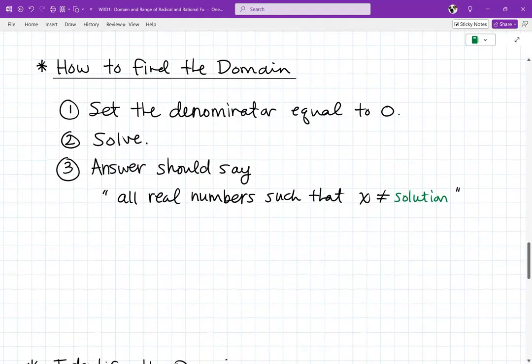So how do you find the domain of a rational function? You're going to get the denominator, you're going to set it equal to 0. Okay, then you're going to solve it. And then once you solve it, your answer should say, and then I put it right here in quotes, all real numbers such that x is not equal to whatever your answer is. Okay? So it's going to be all real numbers such that x is not equal to your answer.